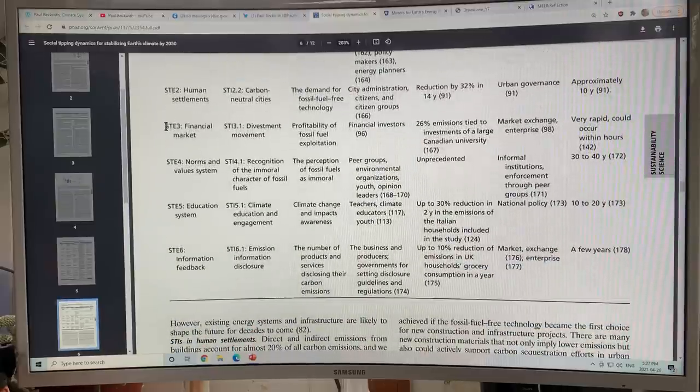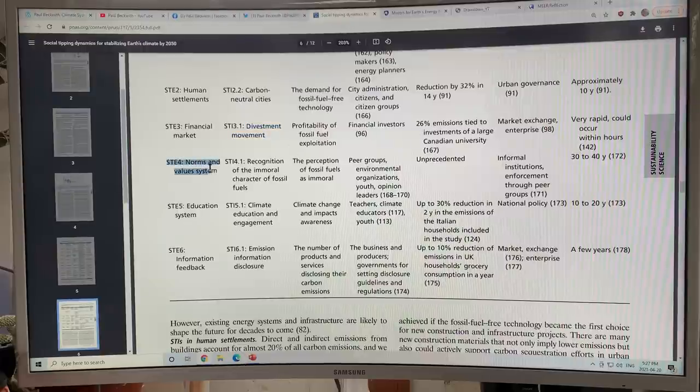The financial markets is number three. The divestment movement is a perfect example. Okay, we need to use market mechanisms to get off of fossil fuels as quickly as possible onto renewable energies.